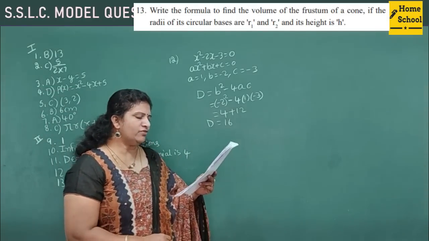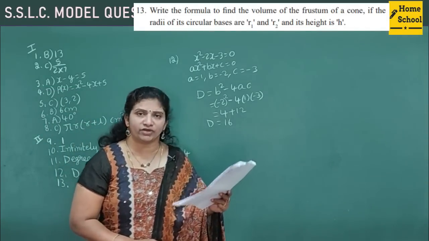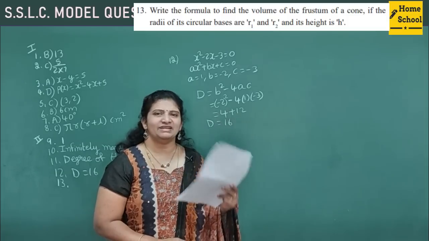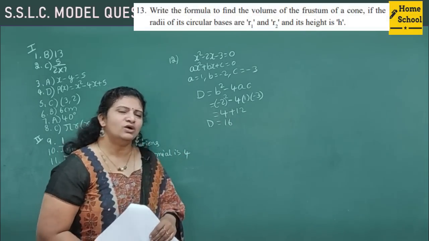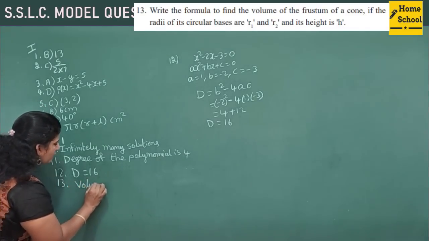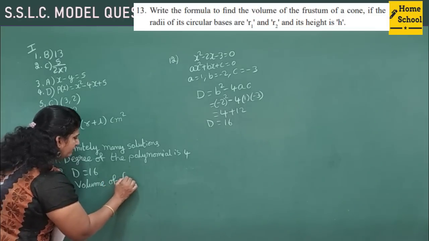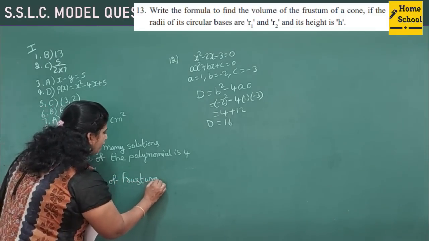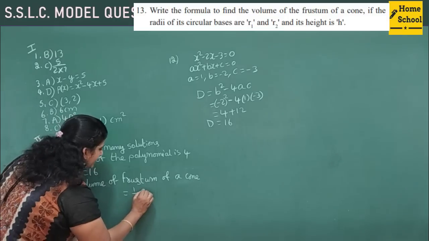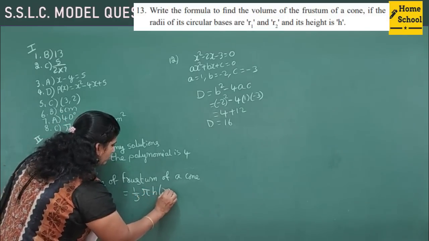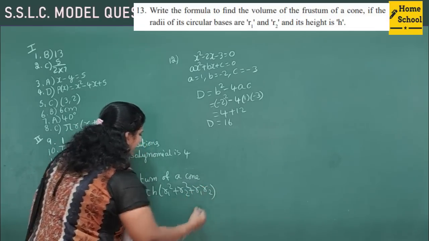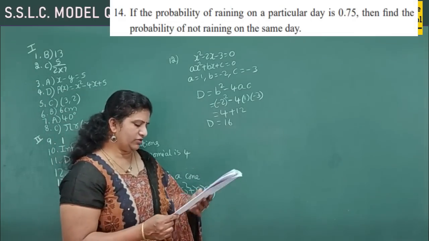13th question. Write the formula to find the volume of the frustum of a cone if the radii of its circular bases are R1 and R2 and its height is h. What is the volume of frustum of a cone? Volume of frustum of a cone is equal to 1 by 3 pi h into R1 square plus R2 square plus R1 R2. Right?